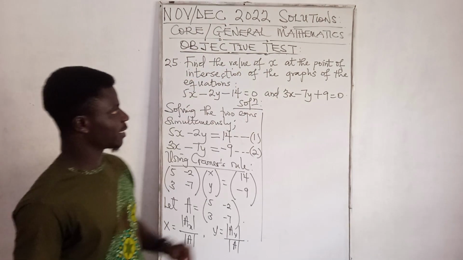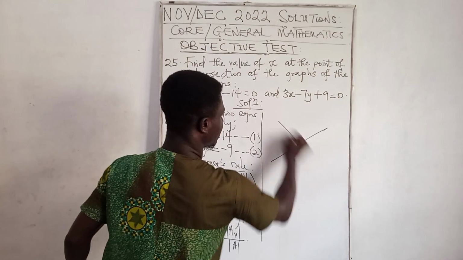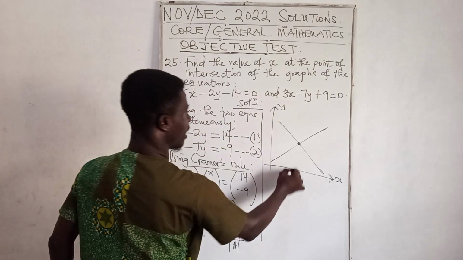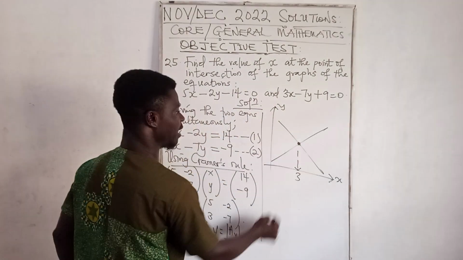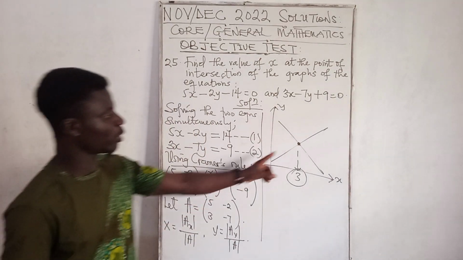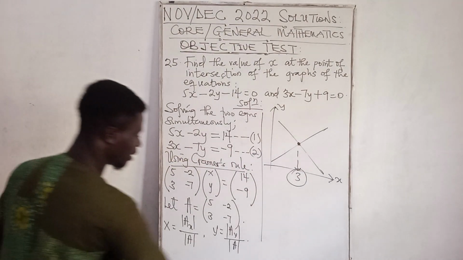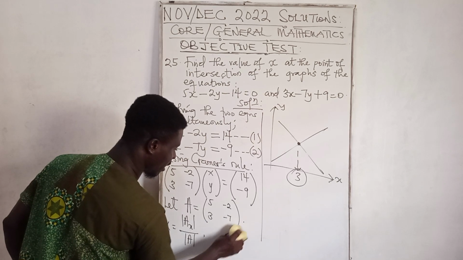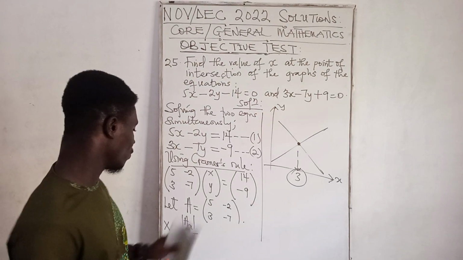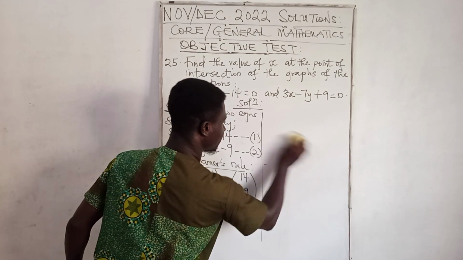By this time around, they said we should find the value of x at the point of intersection. So at the point of intersection, where the lines meet, what will be the value of x? Is it positive 3 or negative 3? This time around, we are not interested in the value of y. We are solely interested in the value of x.